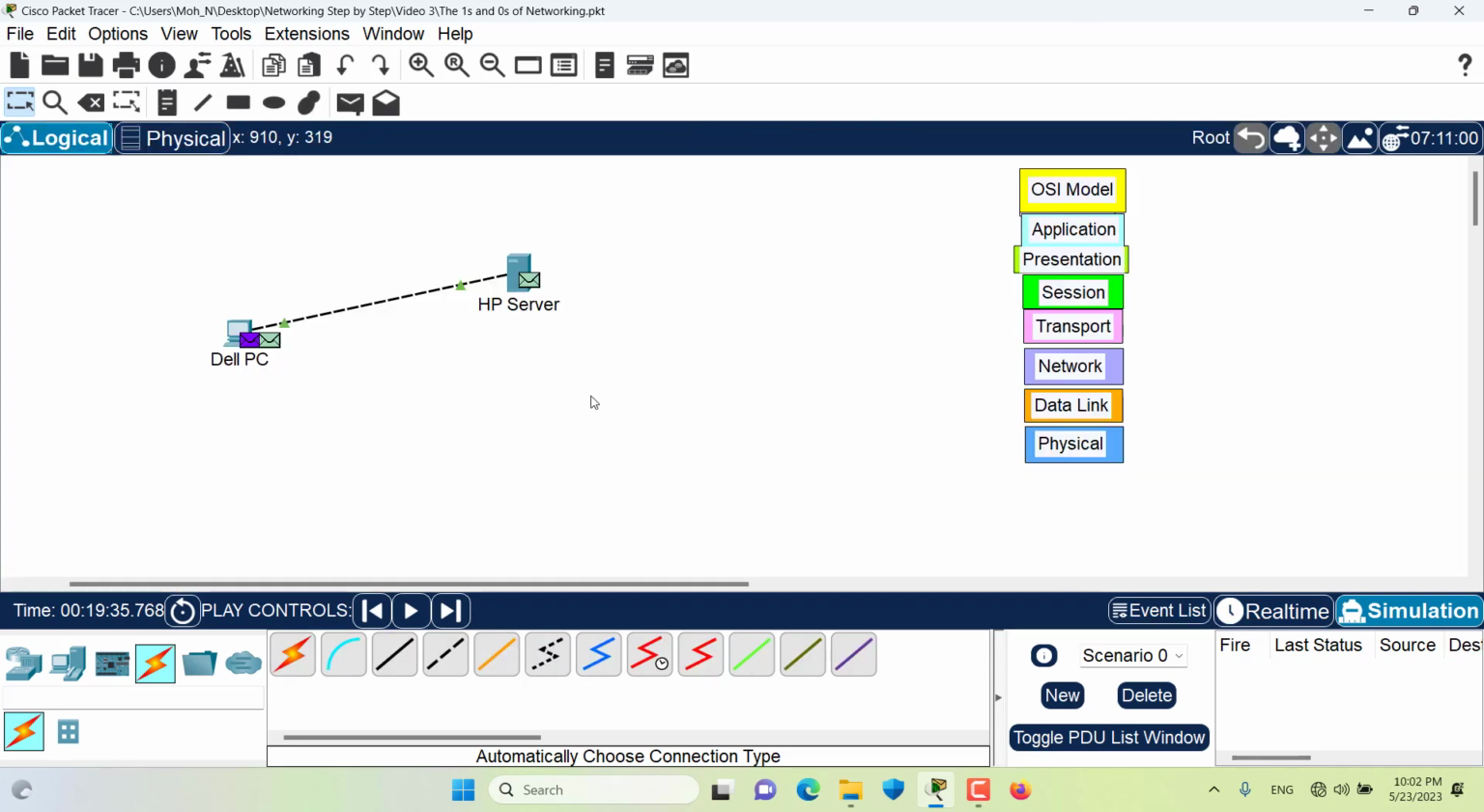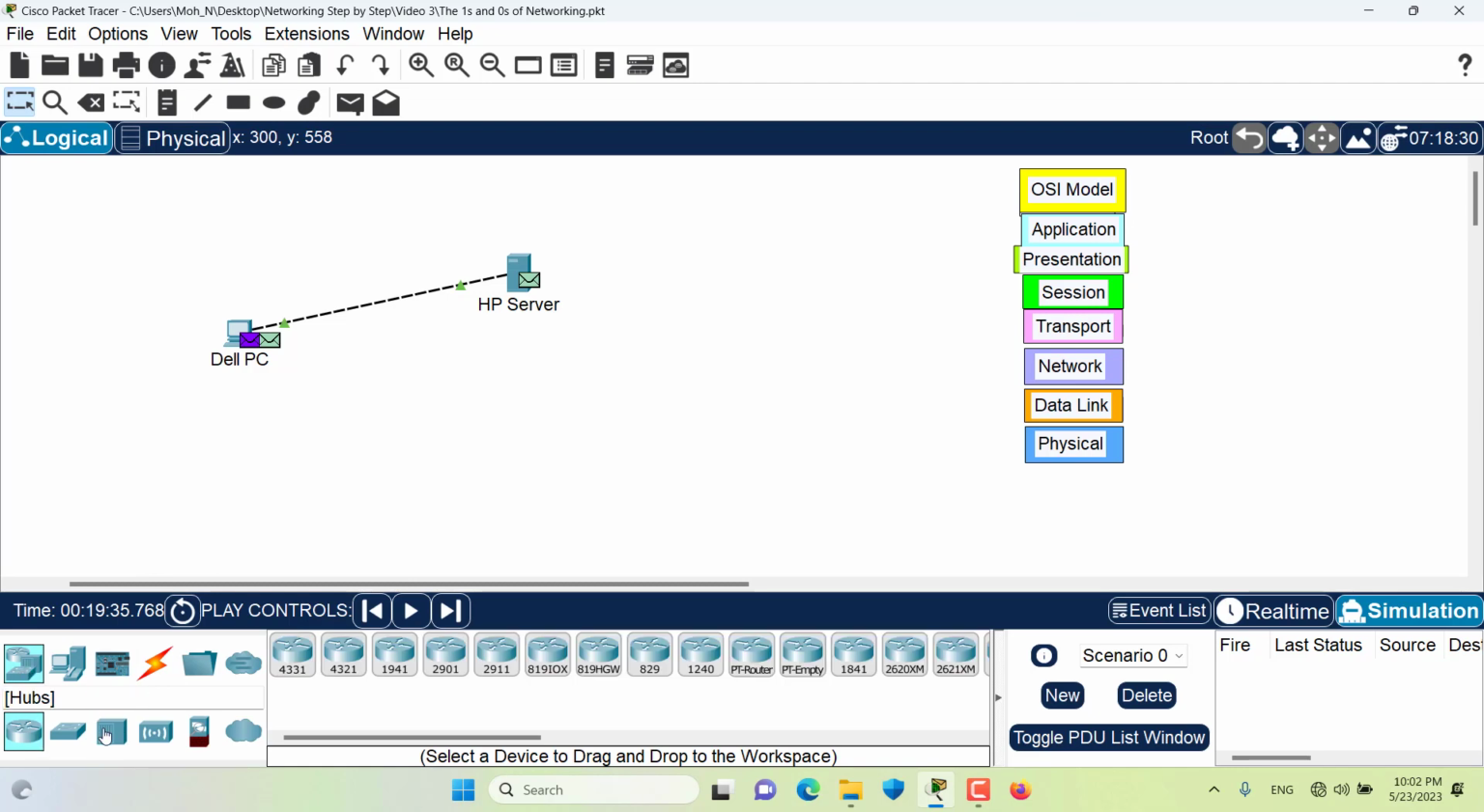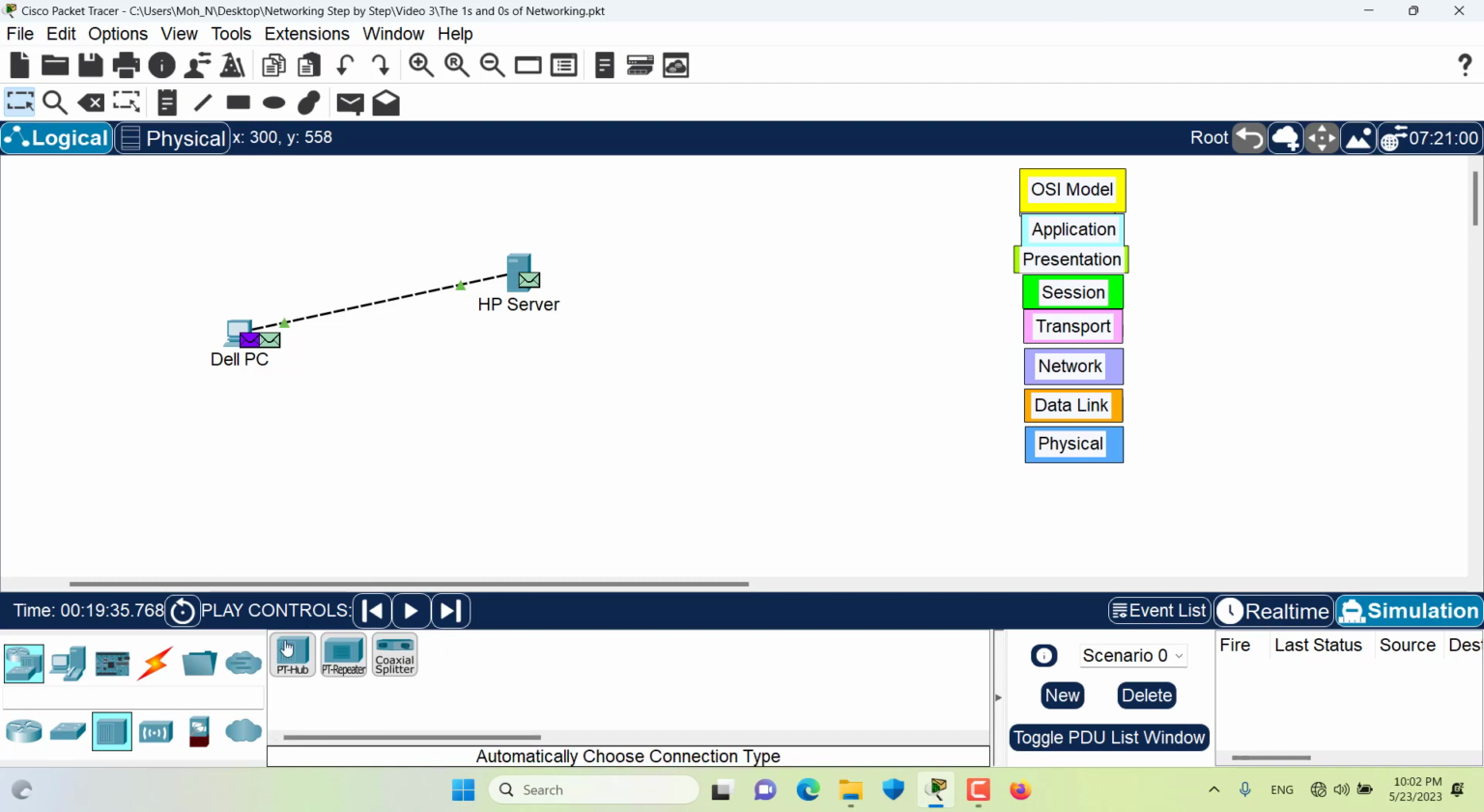I would like you to remember one other very important thing about the physical layer: one of the devices that operate at the physical layer of the OSI model is a hub. A hub is basically a device that has no intelligence. It simply receives data on one side and transmits that data exactly on the other side. So it's basically a repeater, a very unintelligent, dumb repeater, and that's why it is included in the physical layer of the OSI model.